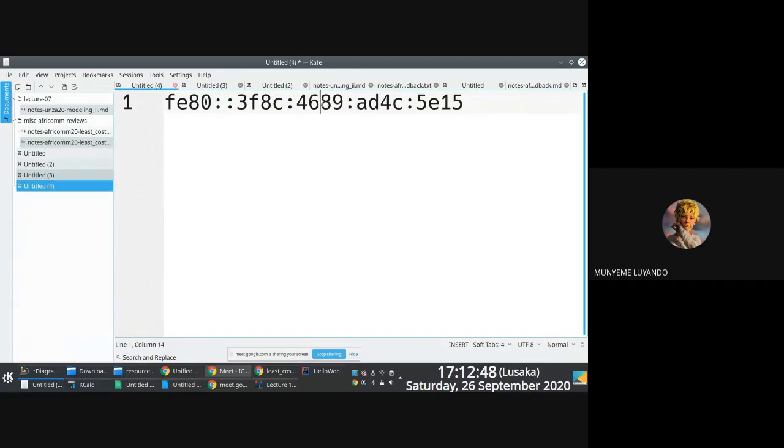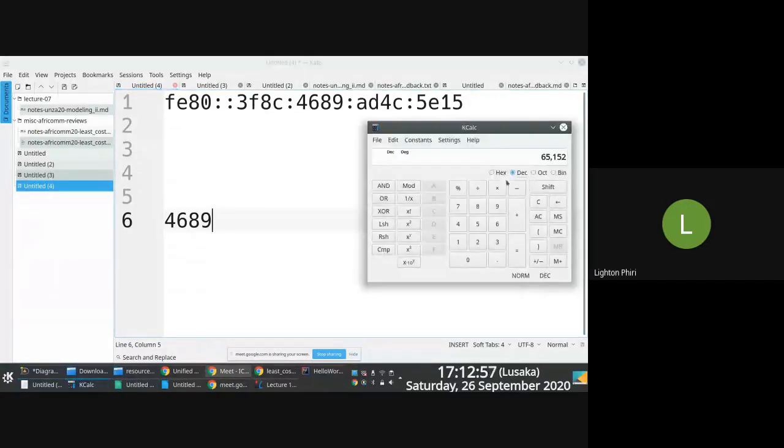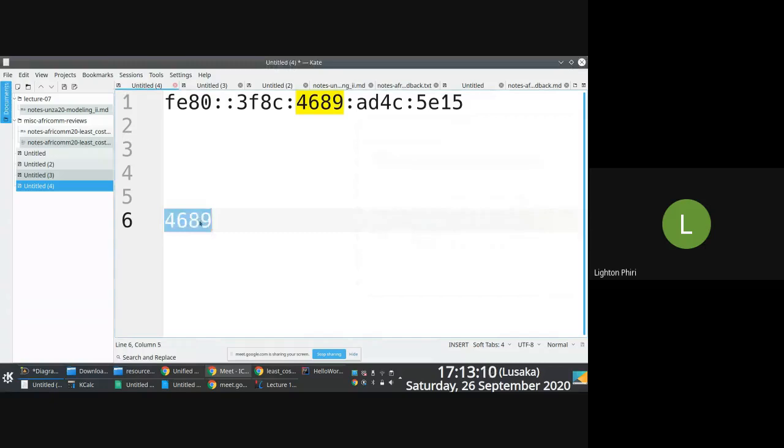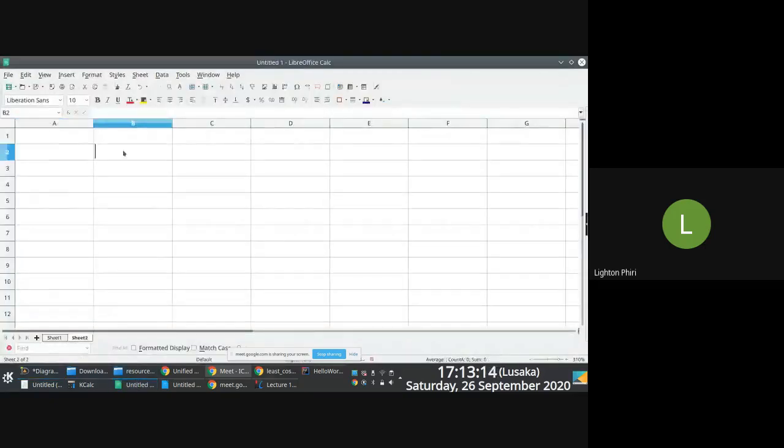Yes, sir. 4689. If you're told 4689 is in hexadecimal, the equivalent representation in decimal is going to be completely different. Let's not go through the boring stuff of re-evaluating this. 4689 in hexadecimal is 18,057 in decimal. For you to arrive at 18,057, you must go through the same process. How do you convert this hexadecimal number?